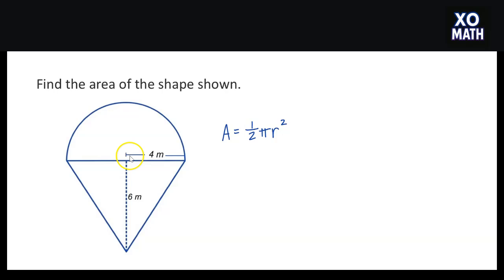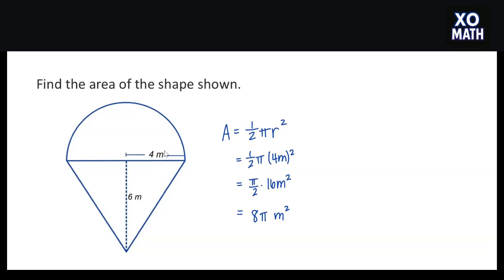So the radius of the semicircle is indicated here as 4 meters. So this is going to become 1/2 pi times 4 meters squared. And I'm going to express this as pi over 2 times 16 meters squared, after squaring the 4 and squaring the units of meters. And then 16 divided by 2 is 8. So we have 8 pi meters squared as the area of the semicircle part.